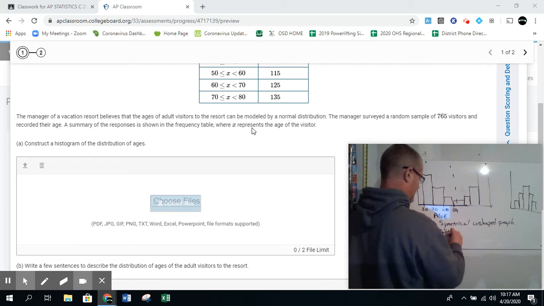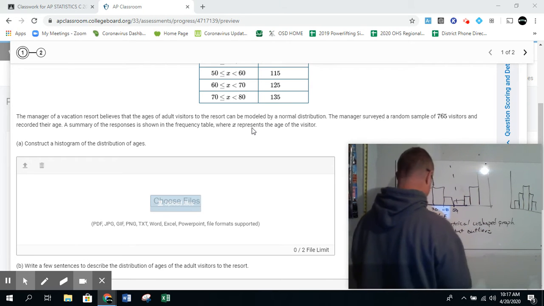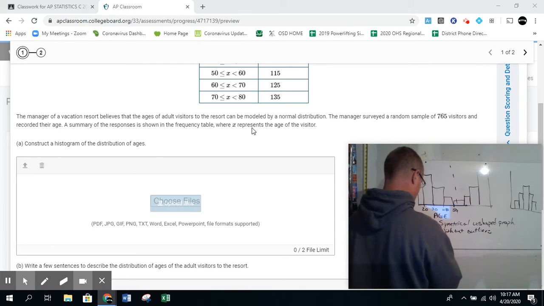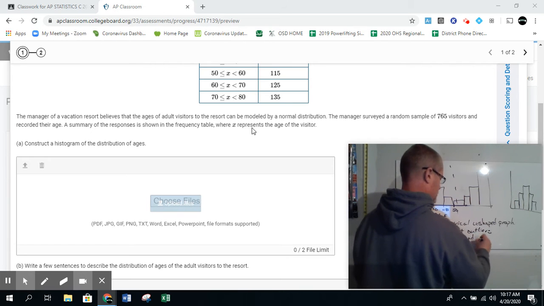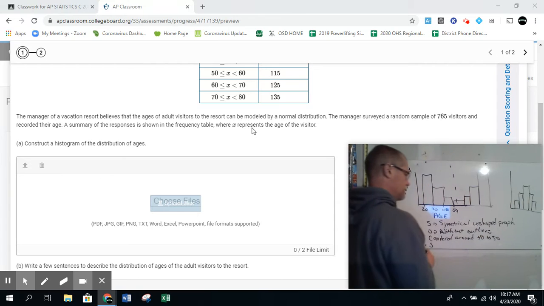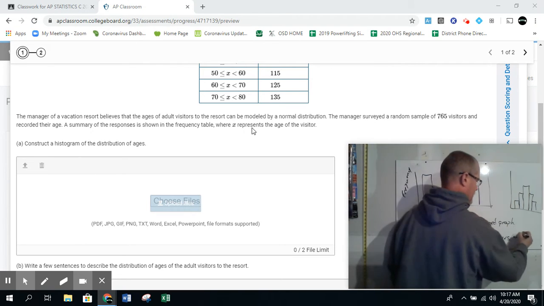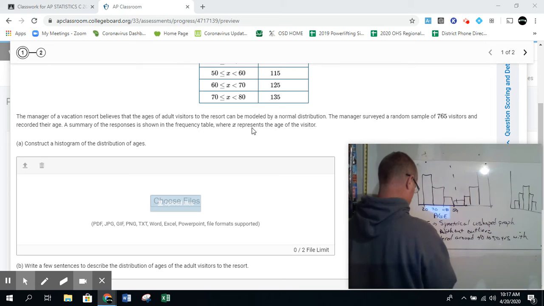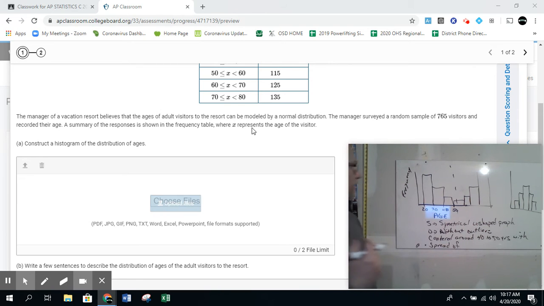So without outliers, centered around 40 to 50 years, with a spread of, now, here we go.